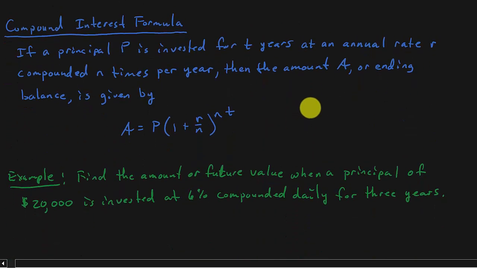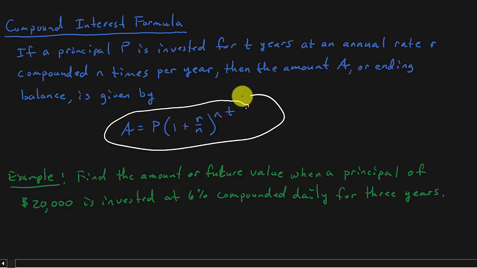All right, so compound interest formula. It says if a principal P is invested for T years at an annual rate R compounded N times per year, then the amount A, or ending balance, is given by this formula here. A equals P times 1 plus R over N to the NT. Okay.